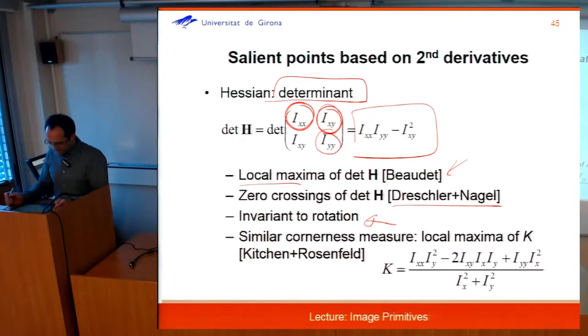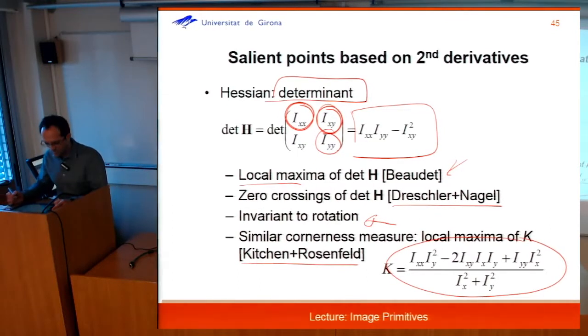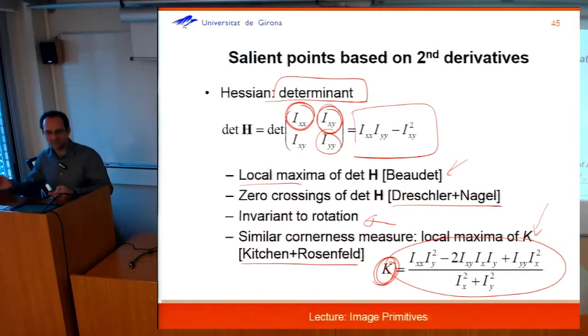And there are also other techniques, like this method proposed by Kitchen and Rosenfeld, in which they use a more complex local maxima of this function k that takes into account and combines first and second derivatives. This is the proposal that they were making. All right, every interest point detector has different performance. You can play around with your images and see how they perform.